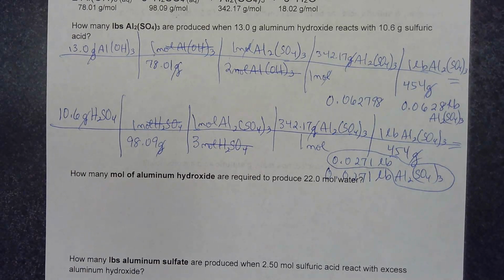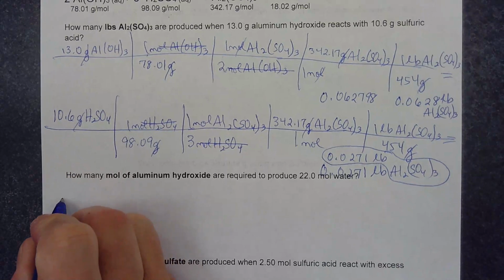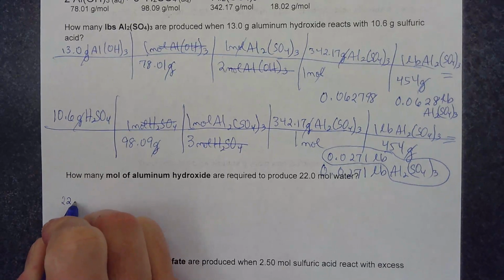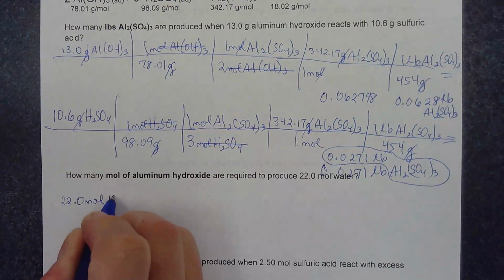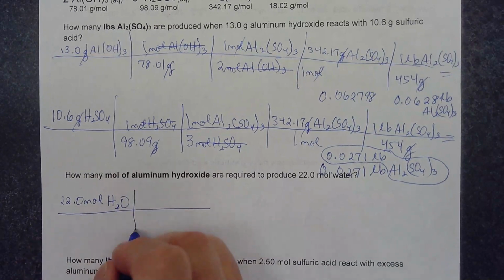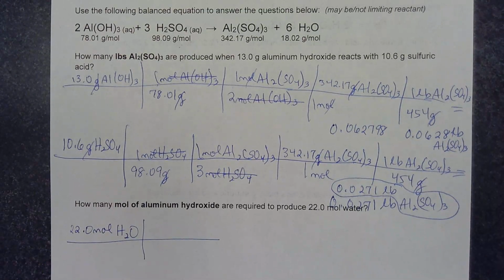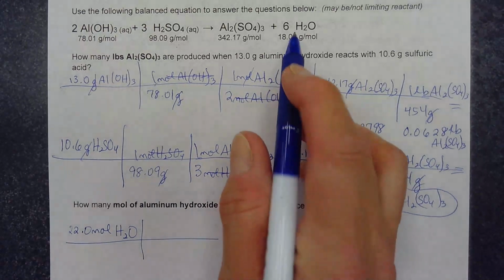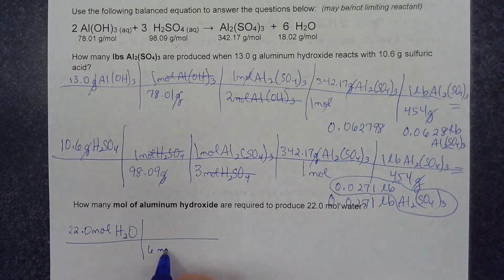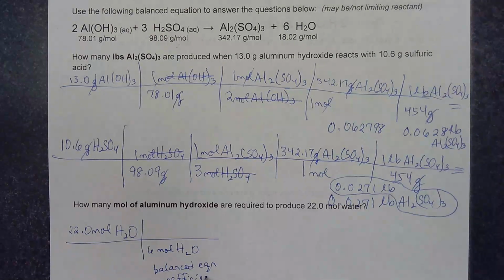All right, so we start off with 22 moles of water. 22 moles of H2O, and what's my next step? Mole to mole ratio, good. So what goes on bottom? 6 moles of H2O, make sure you put the moles. So 6 moles of H2O came from the balanced equation. I'm going to put that on there. It came from the balanced equation coefficient. That's where that came from.